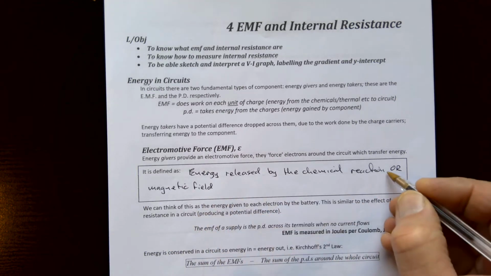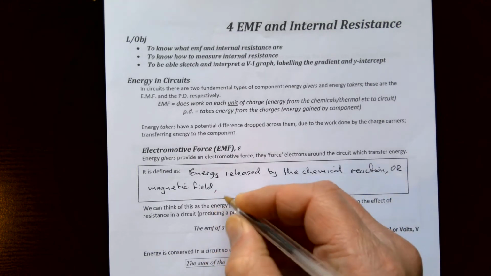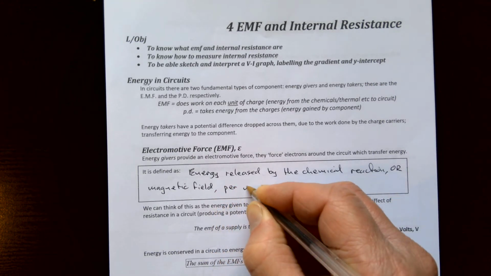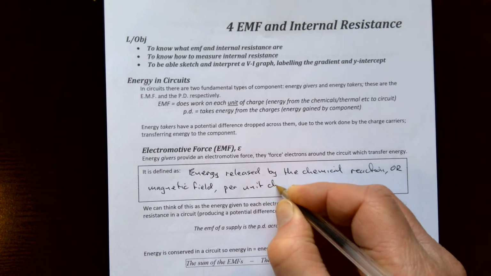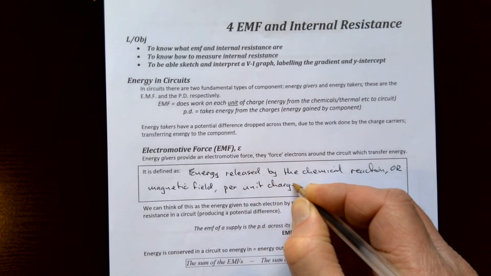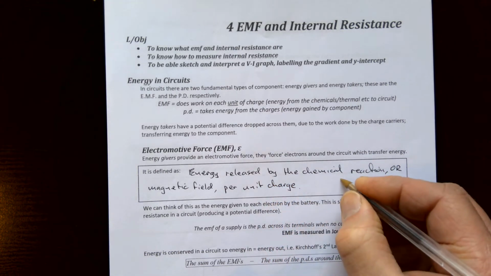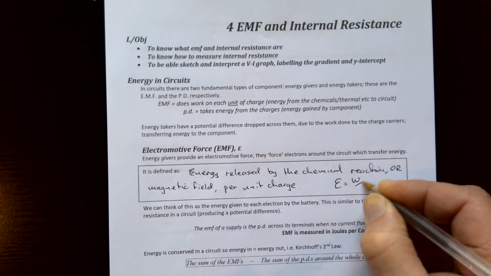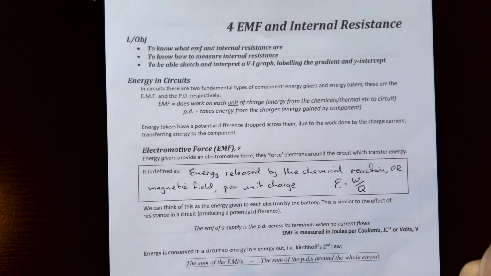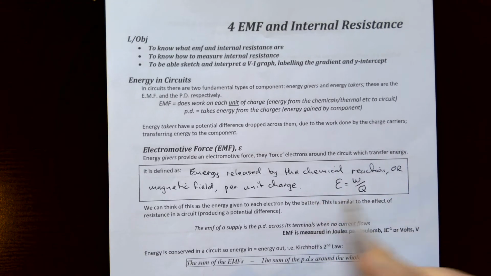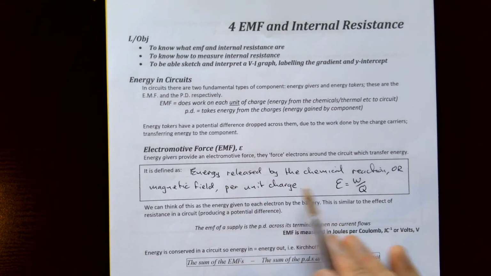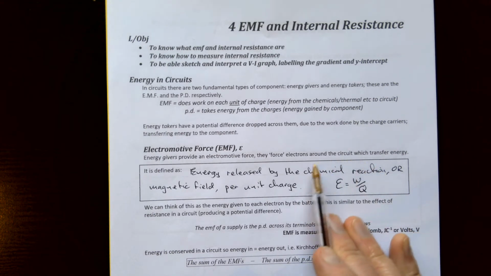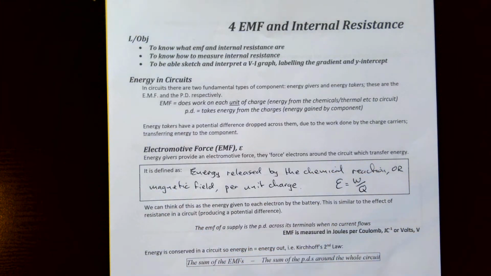So energy released by that, or by magnetic field, per unit charge. Okay, so per unit of charge. In other words, epsilon is the work done given to each charge. Okay, so again, nothing new, just tightening it up ever so slightly because we're starting to think about where it's coming from.